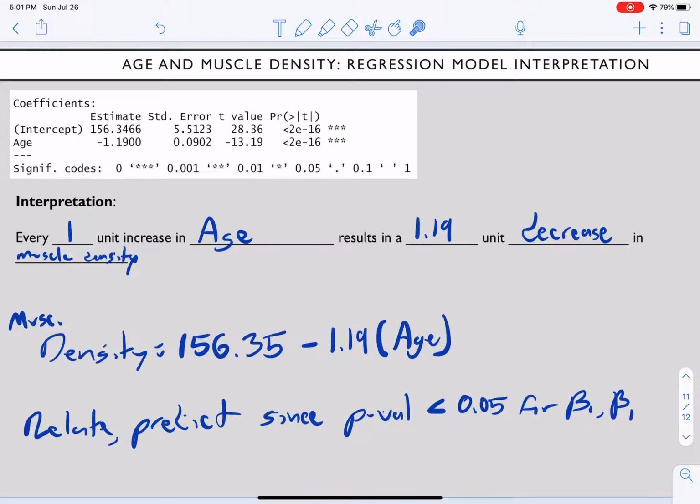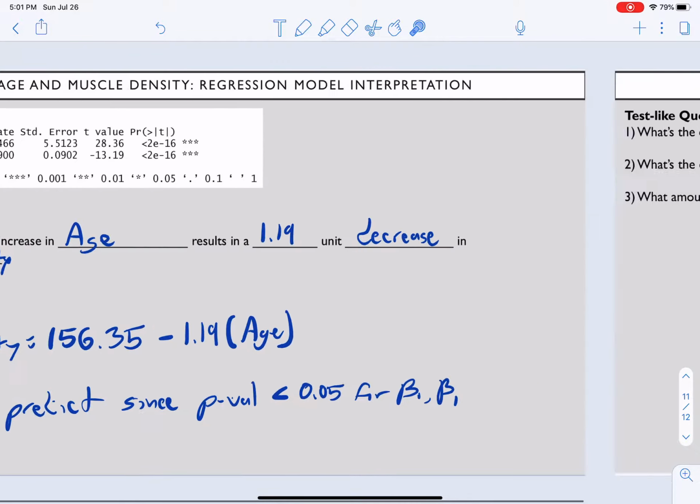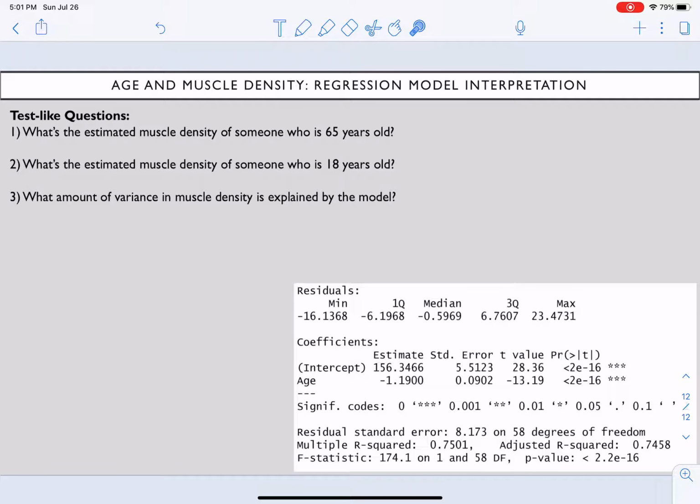So let's answer some questions. What is the estimated muscle density for someone who is 65 years old? Okay, so we can write that out again. So we'll say MD, muscle density, equals 156.35 minus 1.19. And what do we plug in? Well, we just plug in 65. So get out the old handy-dandy calculator. I will.